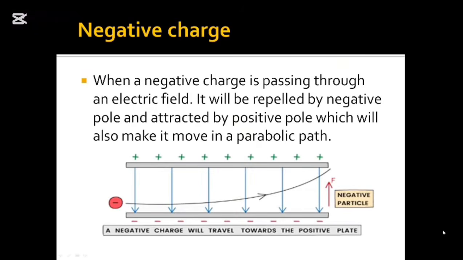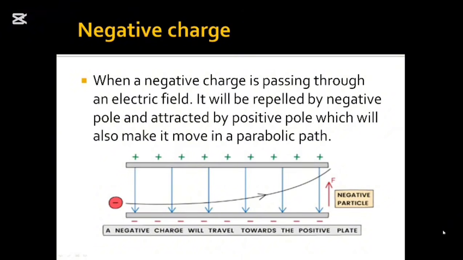Let's look at the negative charge. Now, when a negative charge is passing through an electric field, it will be repelled by the negative pole and attracted by the positive pole, which will also make it move in a parabolic path. If in an examination or assessment they ask you, what is the path of the movement of a charged body in a field? The answer is simply parabolic or trajectory.